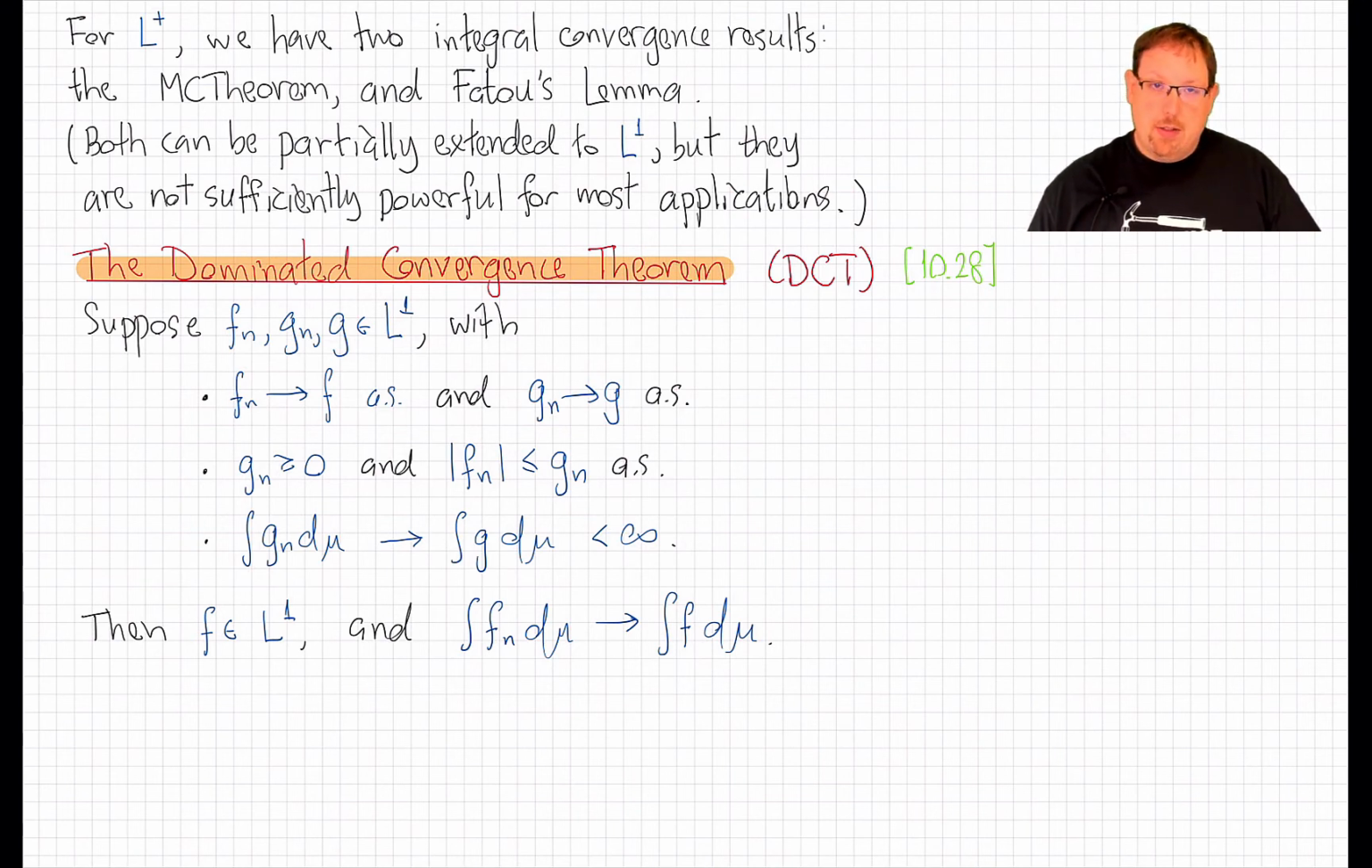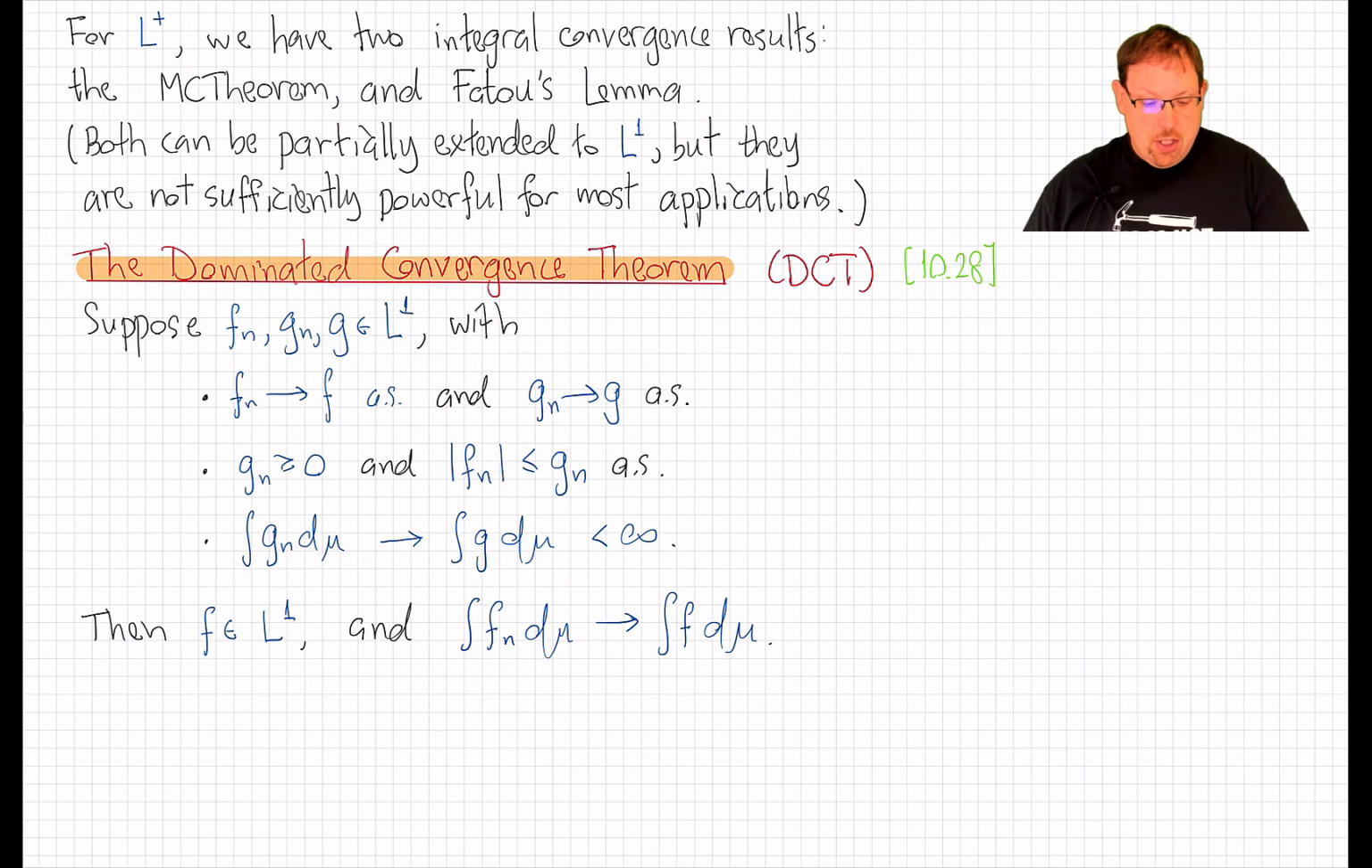So we're now going to state and prove a more powerful robustness result that we will use very frequently throughout this course. And it is called the Dominated Convergence Theorem. In this general form that I've written here, it says the following. Suppose I have a sequence of functions fn that are measurable and in L1, and I have another sequence of functions gn that are non-negative and in L1 that dominate them. That is, the absolute value of fn is less than or equal to gn.